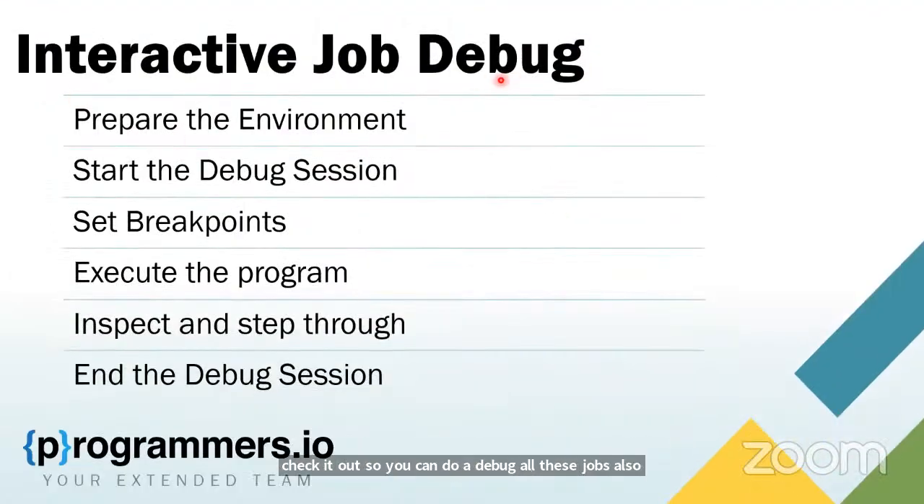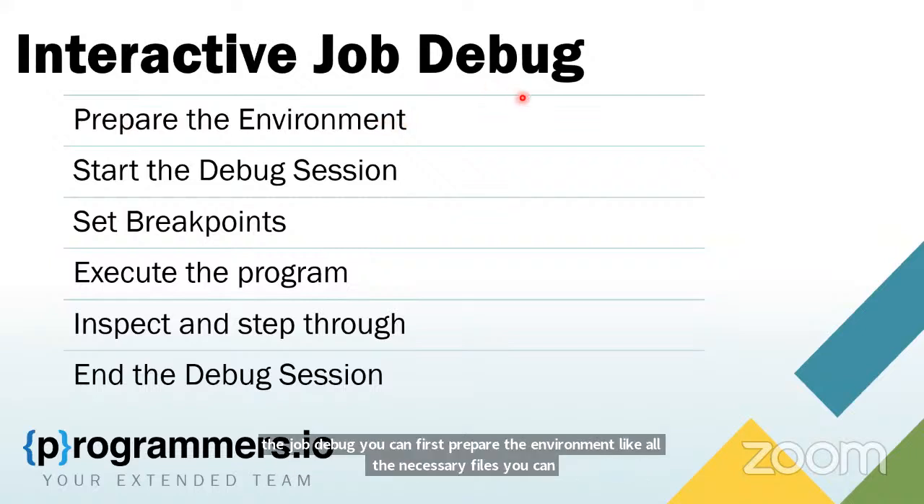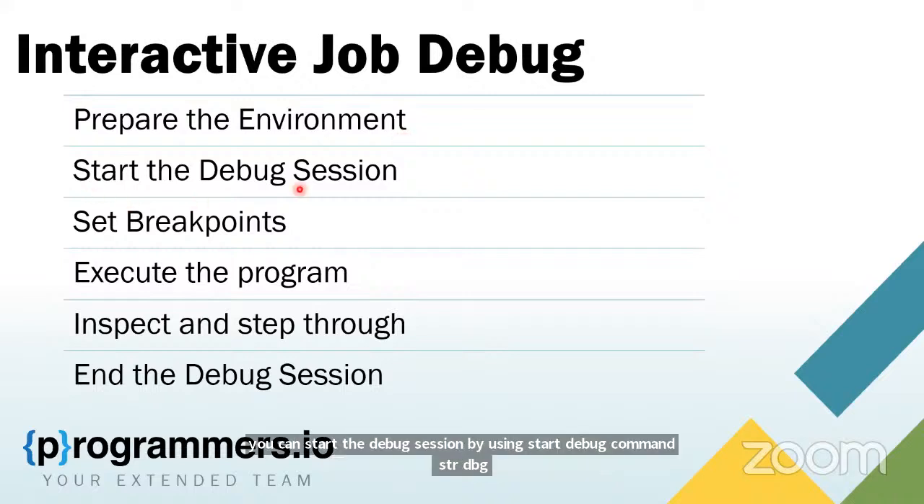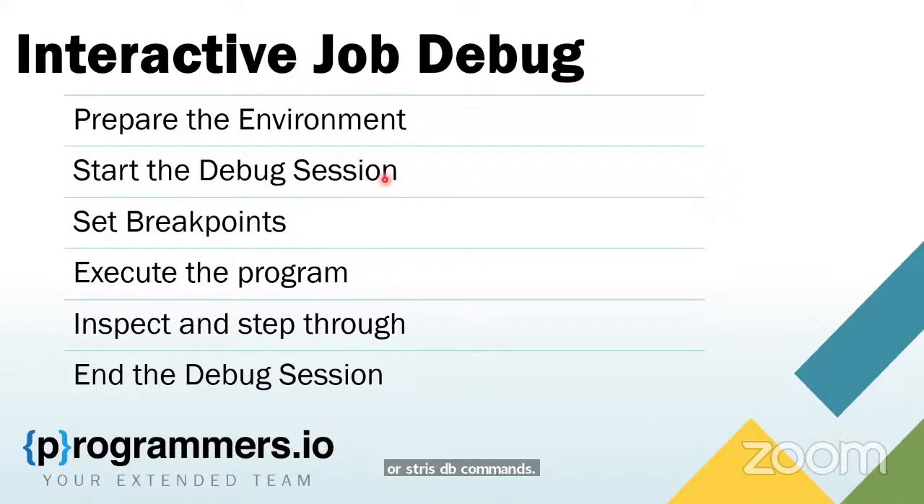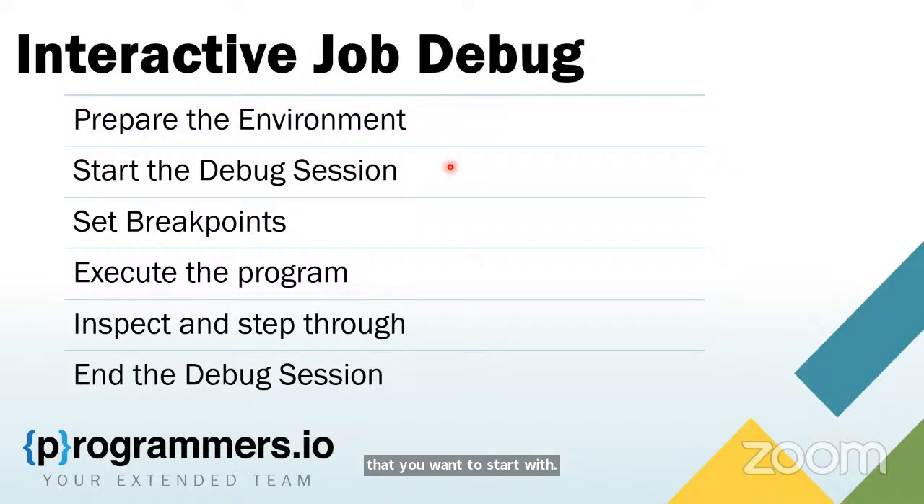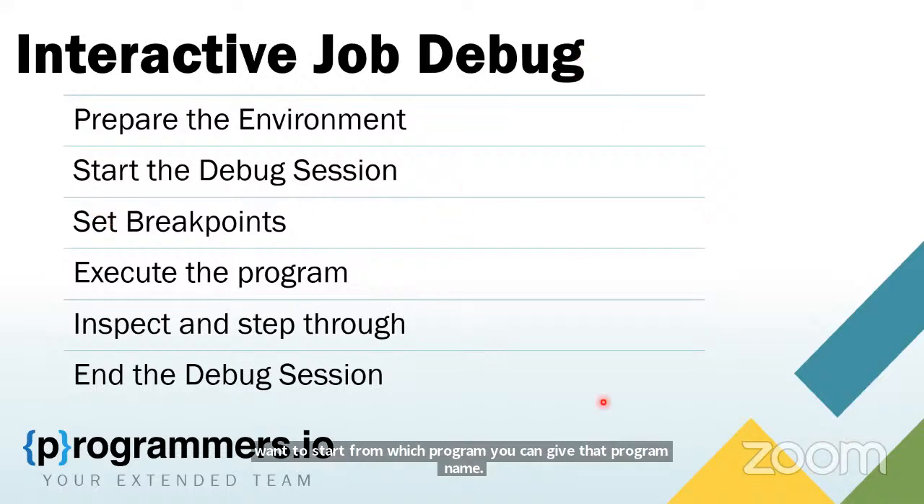Interactive job debug. You can first prepare the environment, like all the necessary files. You can bring them to your own library or something like that, and create the necessary data. Then you can start the debug session by using the start debug command, STRDBG. You can give the program name in the STRDBG command, the program that you want to start with when you begin the debug. It will show you the source code of that program.